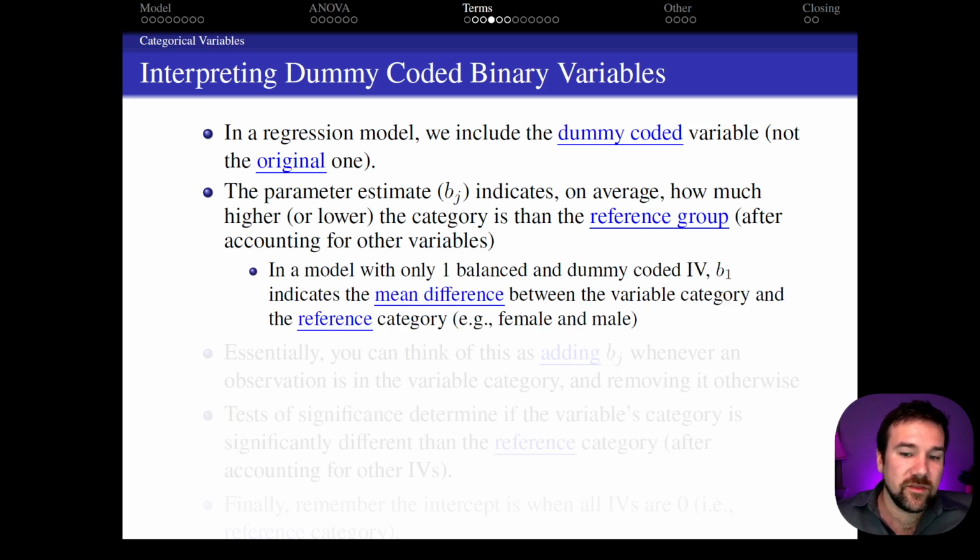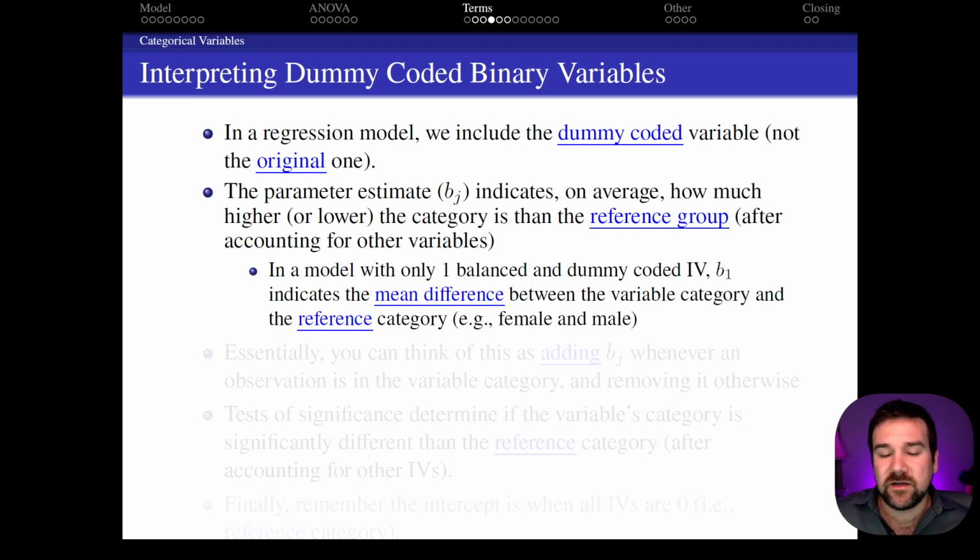In a model with only one independent variable that's been dummy coded and is balanced, that means the sample size in both groups is equal. The parameter estimate is going to be the mean difference between the variable category and the reference category. So if I just looked at the mean of male and the mean of female, then the beta 1 estimate, the B1, is going to be the mean difference between those groups.